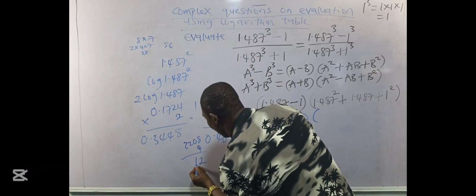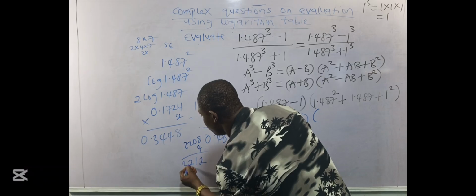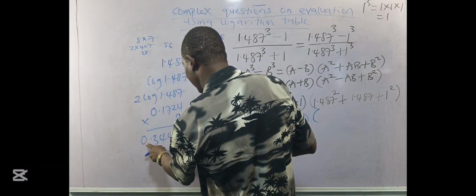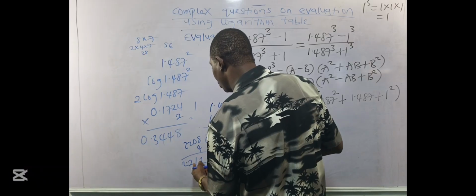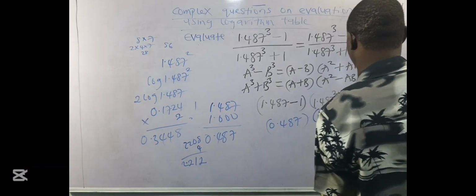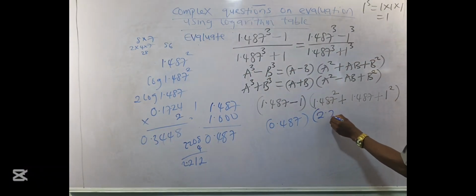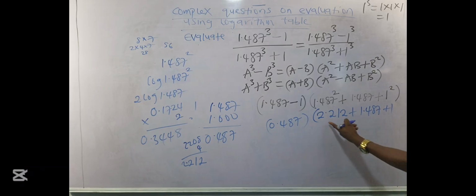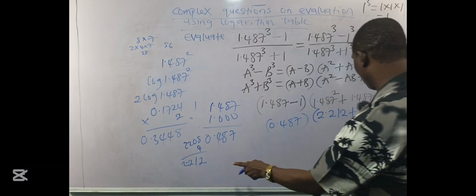2 carry 1, 1, 2, 2. So I have 2212. I have 0 plus 1, 1. So I have 2.212. Where is it? 2.212 plus 1.487 plus 1 square is what? 1.